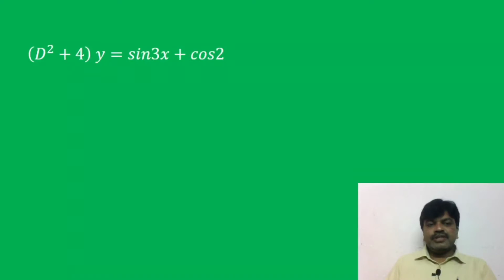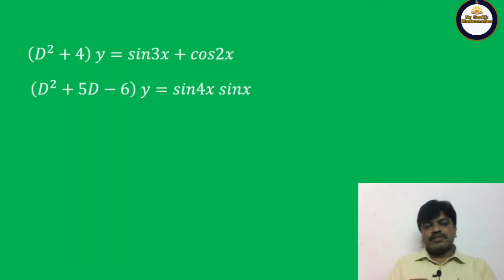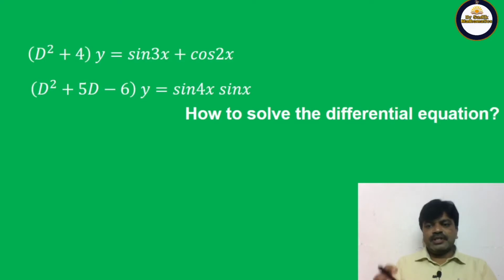(D² + 4)y = sin 3x + cos 2x. (D² + 5D − 6)y = sin 4x sin x. How to solve such types of differential equations?